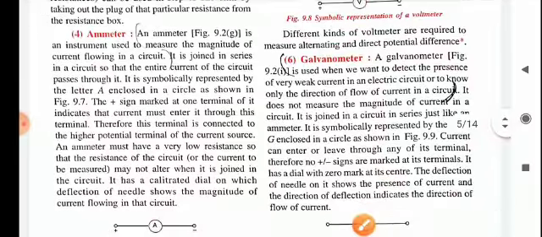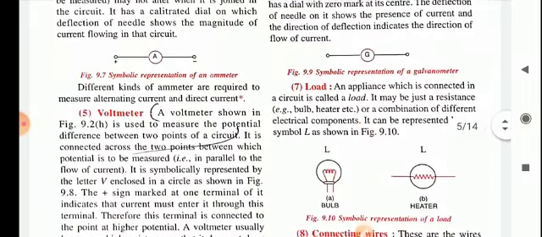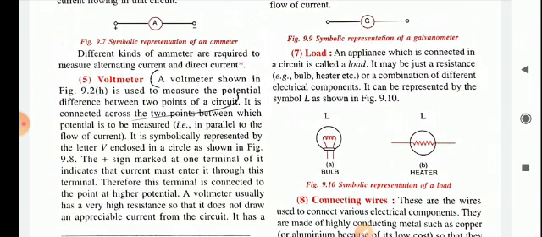Similarly, for the potential, that is the voltmeter. What is the voltmeter? A voltmeter is used to measure the potential difference between 2 points of the circuit. It is connected across the 2 points between which potential is to be measured, in parallel to the flow of current. It is symbolically represented by the letter V enclosed in a circle, as shown in the figure.